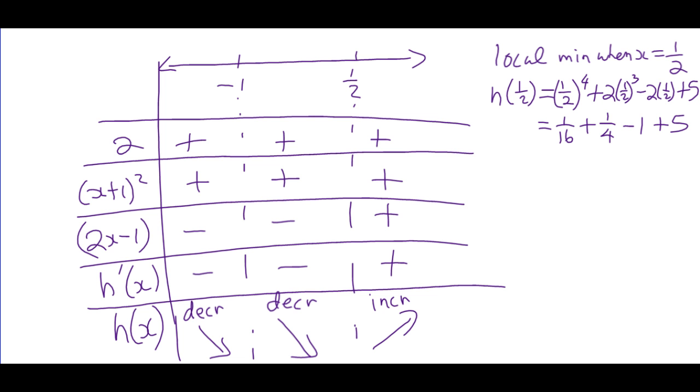So we need 16ths, right? Common denominator. So we got 1/16 plus 1/4 is 4/16. This is plus 4, which will be 64/16. Okay, so I've done two things, right? I've combined these two guys to get plus 4 and then changed it to over 16. And we're going to get 69/16. And if it reduces, you should reduce it, right?